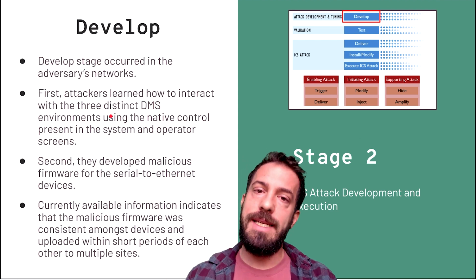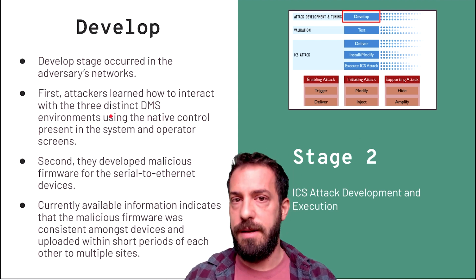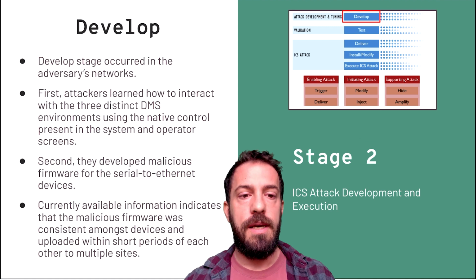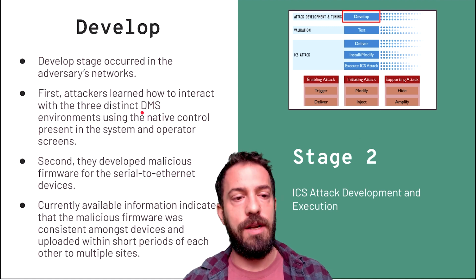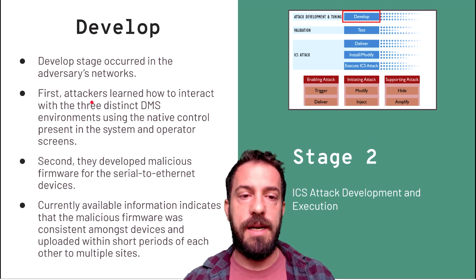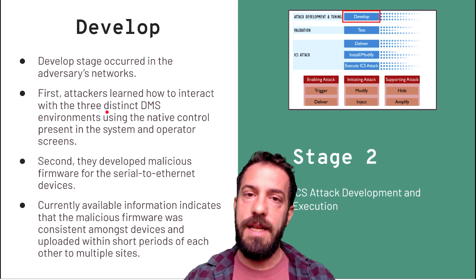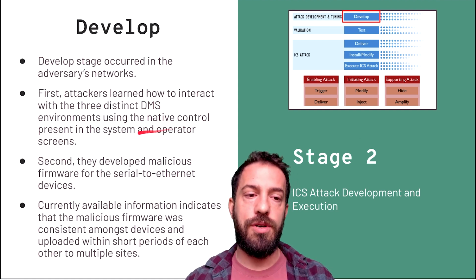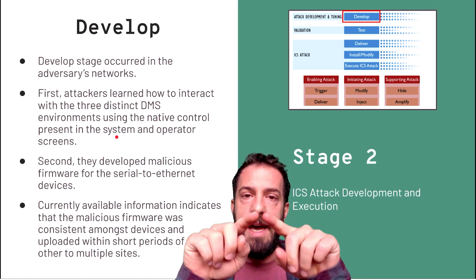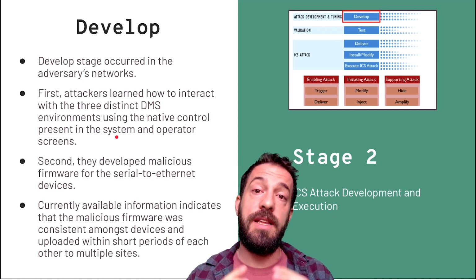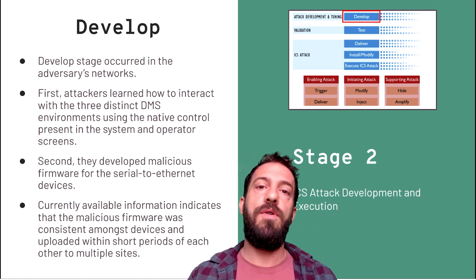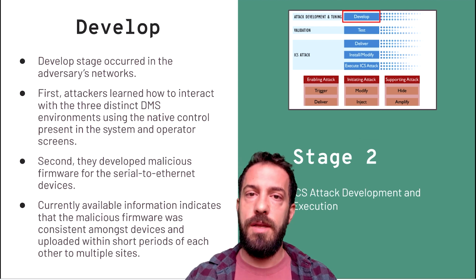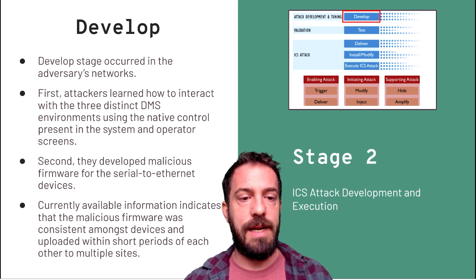But by seeing how the attack took place, we can make good estimates about what happened in the development phase. So first, the attackers learned how to interact with those very different DMS environments, and they learned how to use the native control present in the system and operator screens. In a way, they had the screen the operators also had in front of them. They were able to move the mouse and give the right commands to be able to deliver the final attack. So that's the first part of the development.